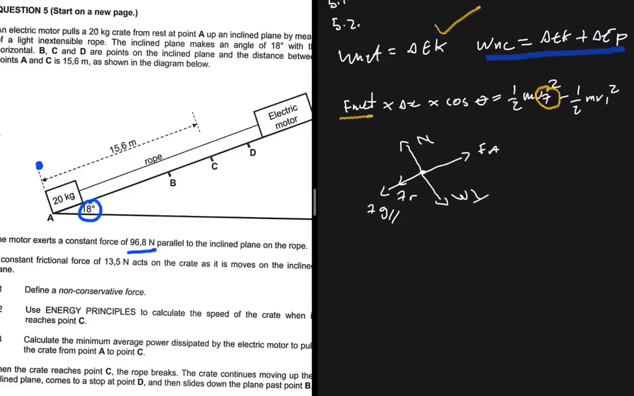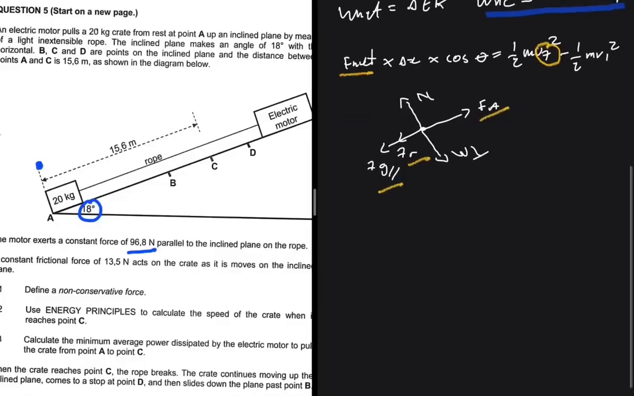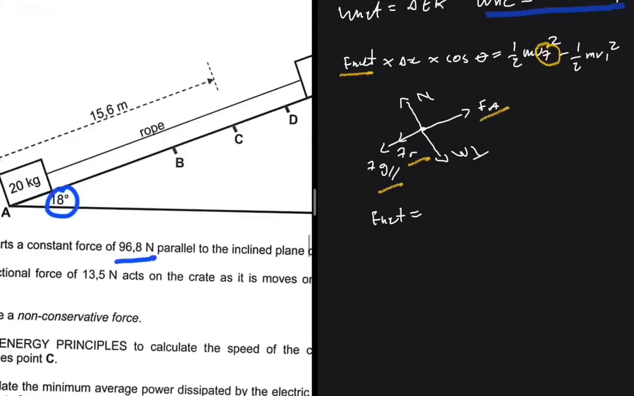The normal force and the weight perpendicular are not going to do any work on the object. So we are interested in the force applied by the electric motor, the frictional force, and FG parallel. If we find the net force, it equals the force applied, which is 96.8, minus the opposing forces: the frictional force, which is 13.5, minus FG parallel.